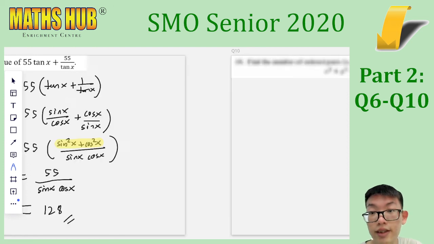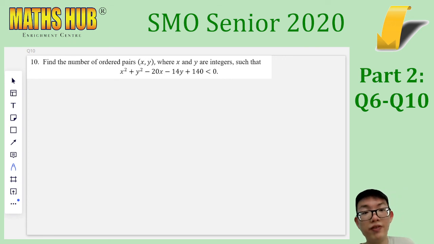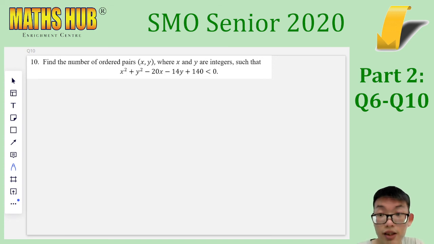Finally, question 10 asks us to find the number of ordered pairs x, y, where x and y are integers, such that x squared plus y squared minus 20x minus 14y plus 140 is less than 0. This should immediately cause us to think of the equation of a circle, and it's kind of tempting, so let's see what turns out of it.